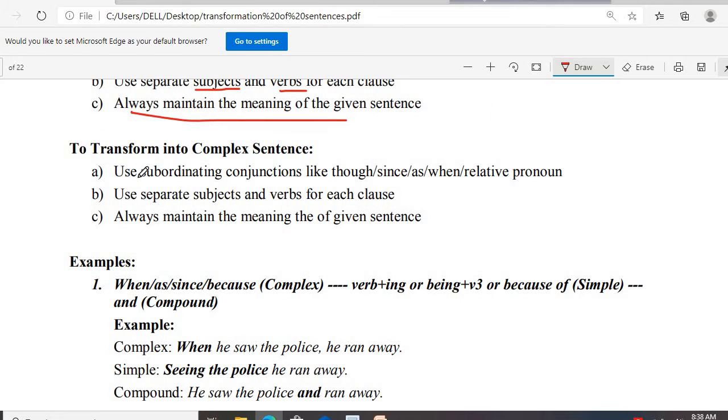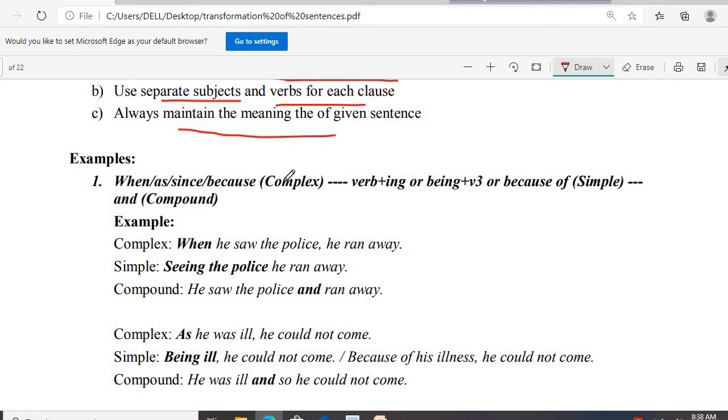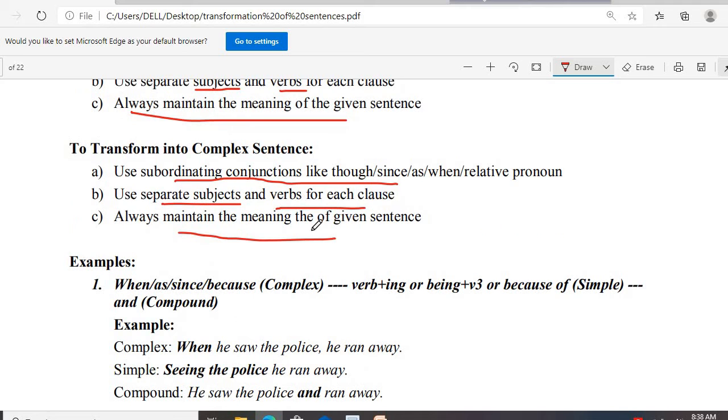Then let us come to the complex sentence. To transform into a complex sentence, you have to use subordinating conjunctions. We have already discussed it earlier. Separate subjects, separate verbs. In a complex sentence, you will have to use separate subjects and separate verbs. Always maintain the meaning. Dear students, you see, in all three types of sentences you have been told to maintain the meaning. This is the most important thing.